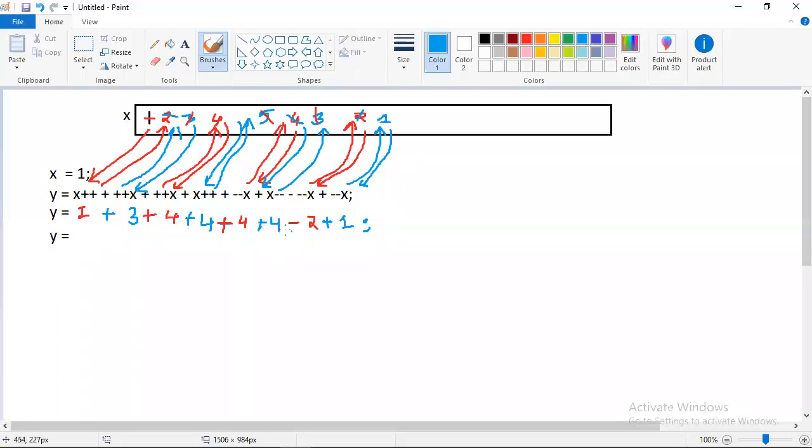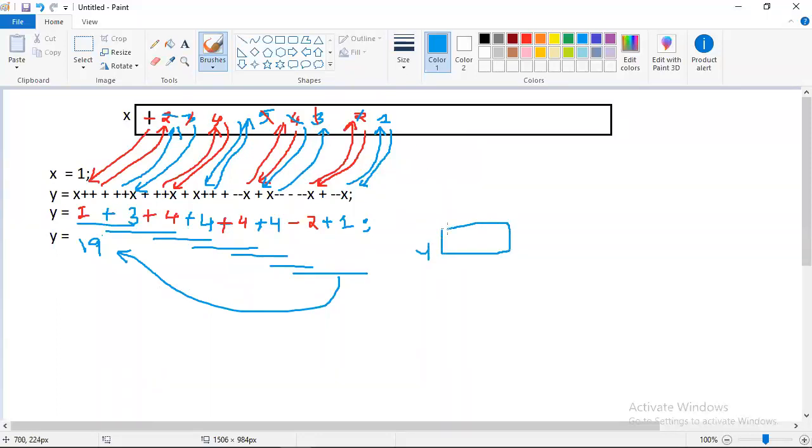All are plus or minus, same priority they are having, right? 1 plus 3, 4. 4 plus 4, 8. 8 plus 4, 12. 12 plus 4, 16. 16 plus 4, 20. 20 minus 2, 18. 18 plus 1, 19. Y value 19, X value 1. Okay? Everyone comfortable? How to work? Simple.